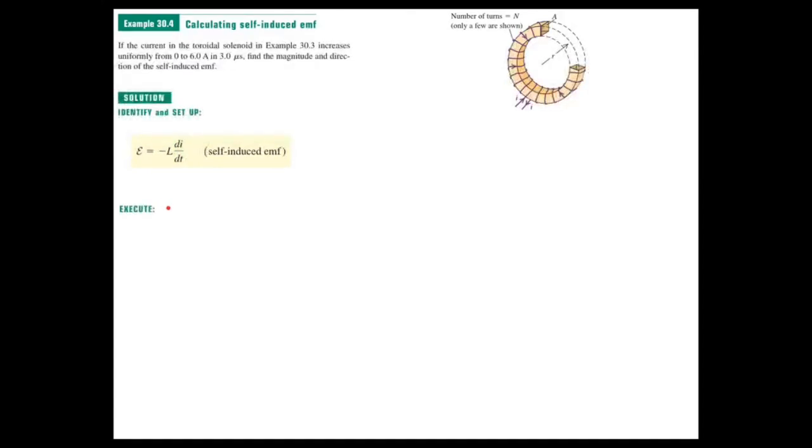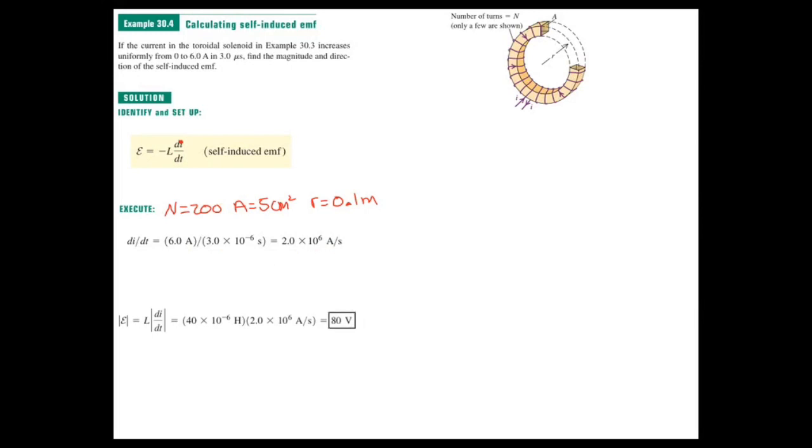So for the solenoid of the previous example, 30.3, we calculated the inductance for the case where N was equal to 200, the cross-sectional area was equal to 5 centimeters squared, and the radius was 0.1 meters. And for these parameters, we found an inductance of 40 microhenries. The di/dt in this problem is simply 6 amps divided by 3 microseconds, which is 2 times 10 to the 6 amps per second.